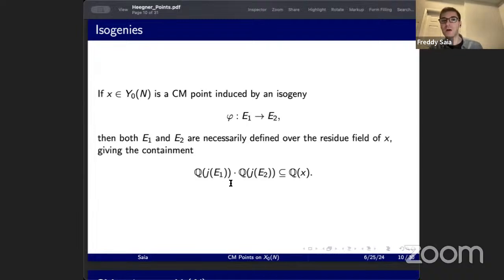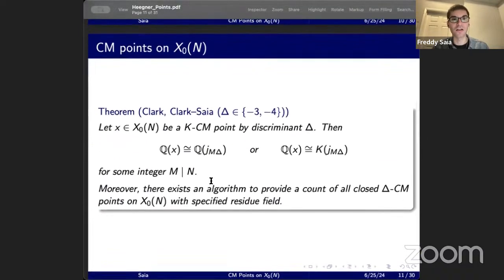And then you might ask, okay, well, is this an equality? Is it any bigger? And the answer is basically, well, it could be as big as take this, but composite it with your CM field K. It's somewhere in between those two things, and then the same thing, but replace the Q's by K's. But it always looks like a field of this type, like a ring class field or a rational ring class field. So Q adjoin a j-invariant or K adjoin a j-invariant. And that's what I'm saying on this slide.